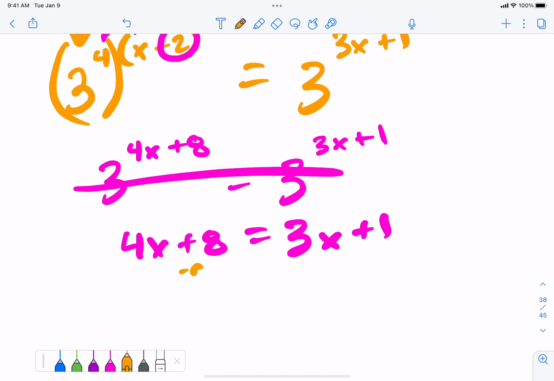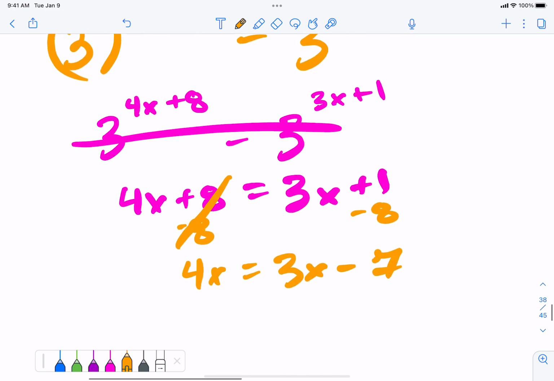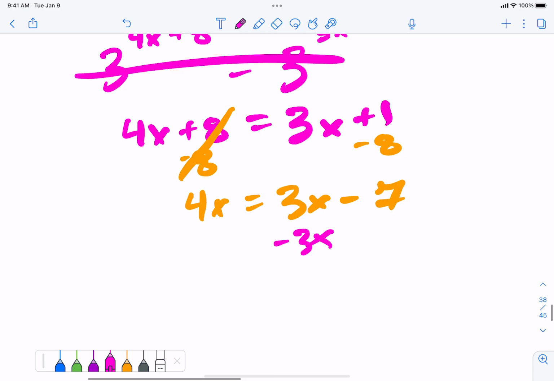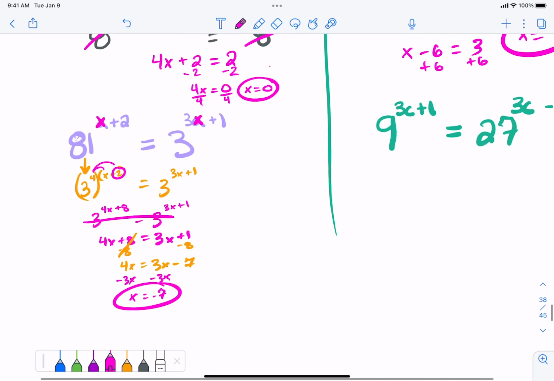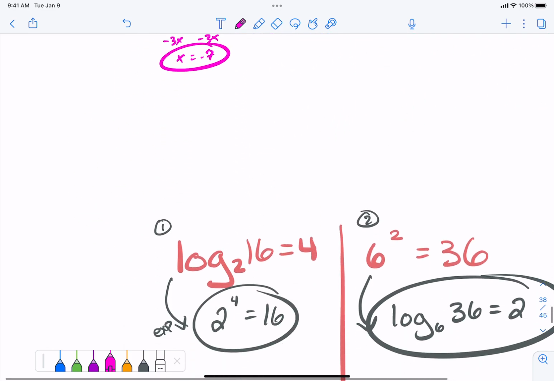I'm going to subtract 8. 4x equals 3x minus 7. And then subtract the 3x, which is x equals -7. Did you get that? Perfect. Awesome. Okay, all right. Let's move on to the next section.